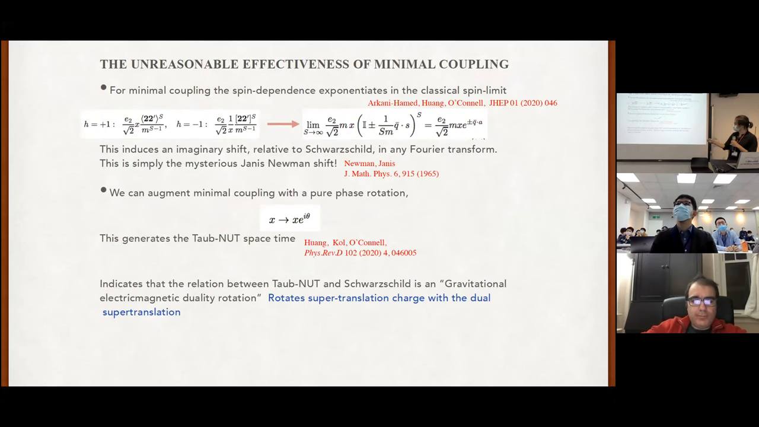This also implies, because if you look at the electromagnetic version of this story, that it goes from an electrically charged object to a dyonic object. So that indicates that there's a relation between Taub-NUT and Schwarzschild that is the gravitational version of electromagnetic duality. And we found that indeed you can frame it like this, and what this duality rotation corresponds to is the rotation between the supertranslation charge and the dual supertranslation charge, for BMS symmetry. So if anyone is interested, we can discuss after the talk.